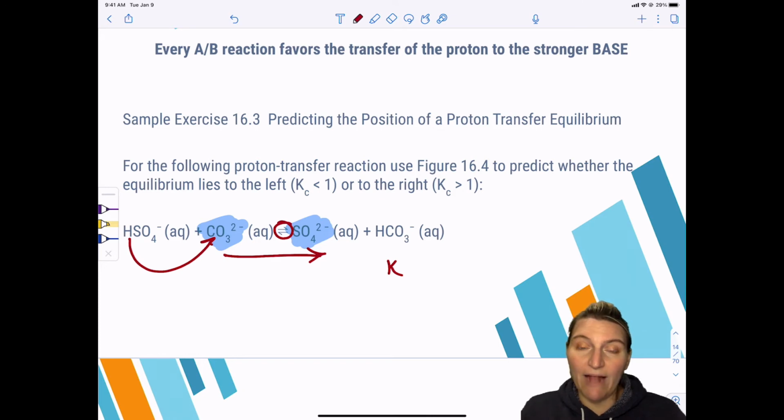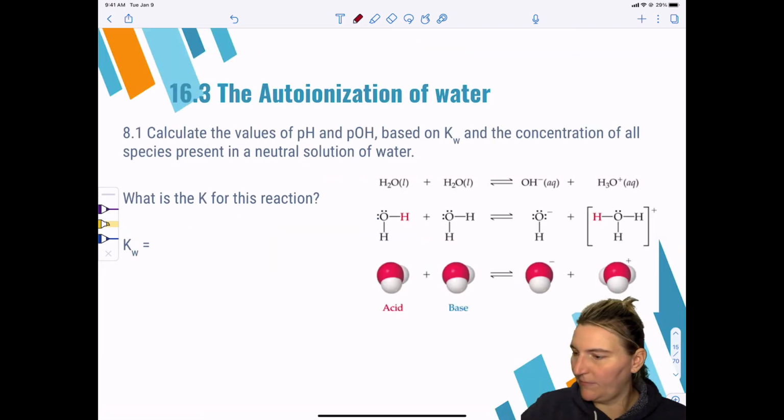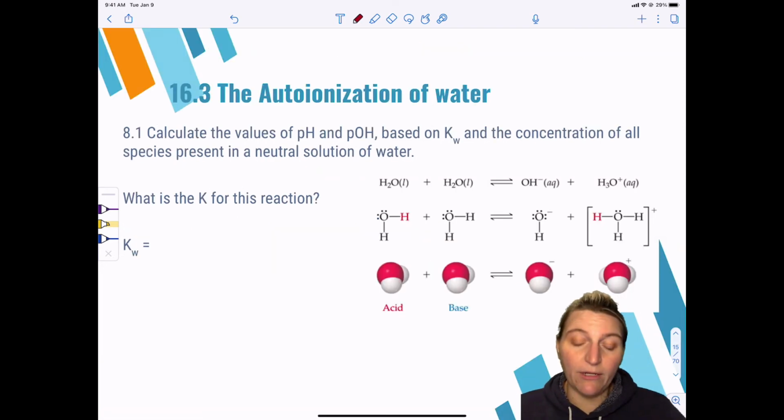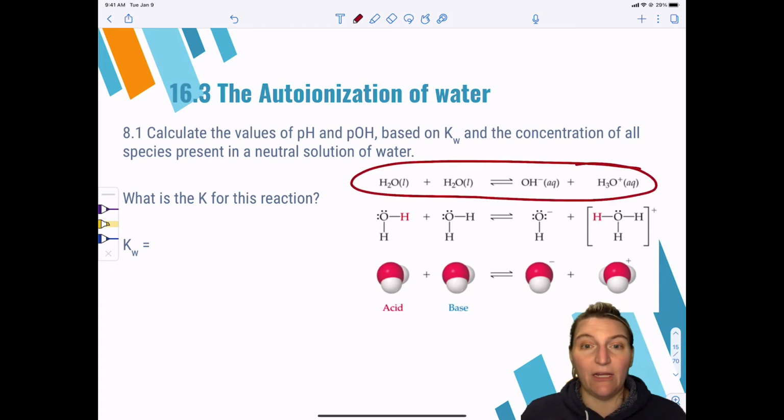Well, if the forward reaction is favored, that means it'll be mostly products at equilibrium, which means K will be greater than 1. And then we'll continue on with 16.3, the auto-ionization of water. And this is really the basis for pH. So in any water solution, just like a glass of water, this equilibrium reaction is taking place.